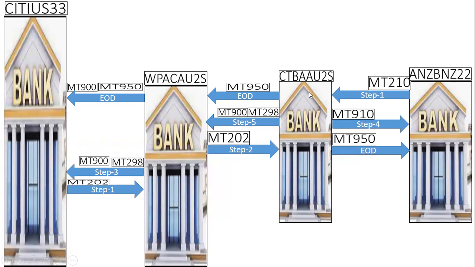saying that, hey, Commonwealth Bank of Australia, I have an account with you, which we call a Nostro account, and that account will be funded with some amount, which you would be receiving from Citi US via the intermediary institution, Westpac, Australia. So this is the information that would be passed in the MT210, which is called notification to receive.